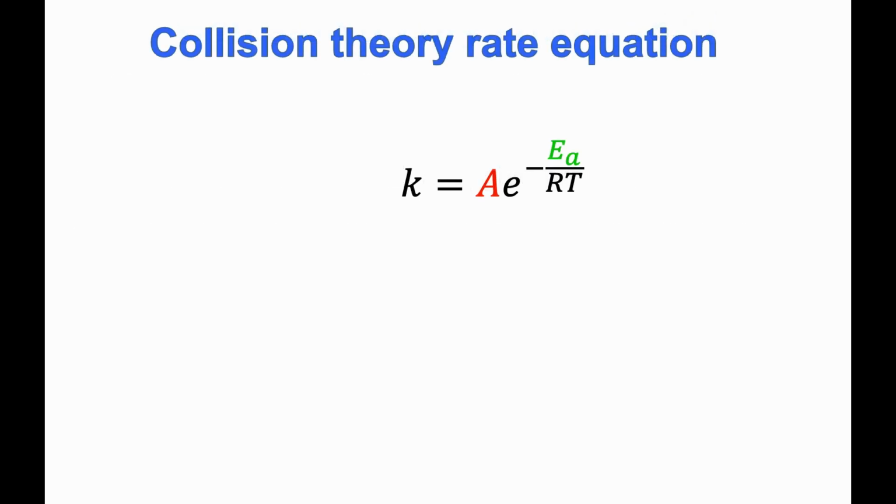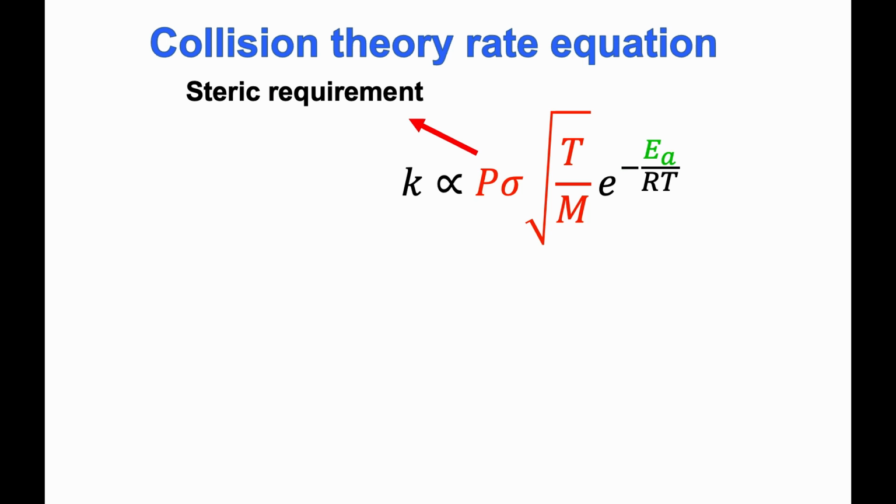Now, in collision theory, the frequency factor is proportional to a number of physical parameters of the molecules that participate in the reaction. You can see in this proportionality that we have a variable P, which is called the steric requirement. And this reflects the complexity of the reaction. The more complicated the molecule, and therefore the more limited the range of orientations that would give rise to a product are, the slower the reaction rate will be. In addition, this factor sigma reflects the cross-sectional area of the molecule.